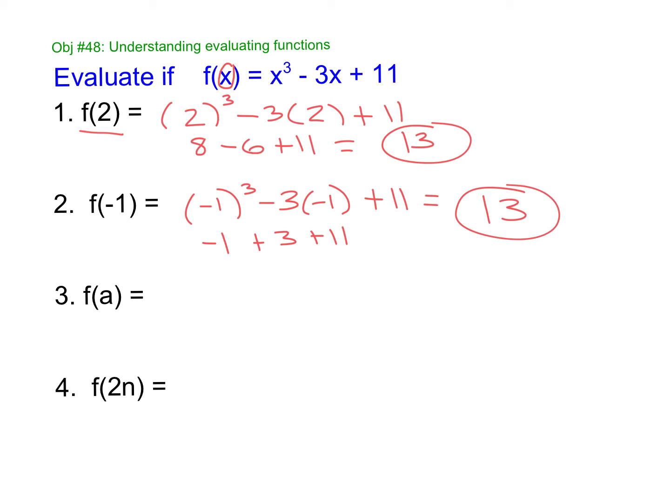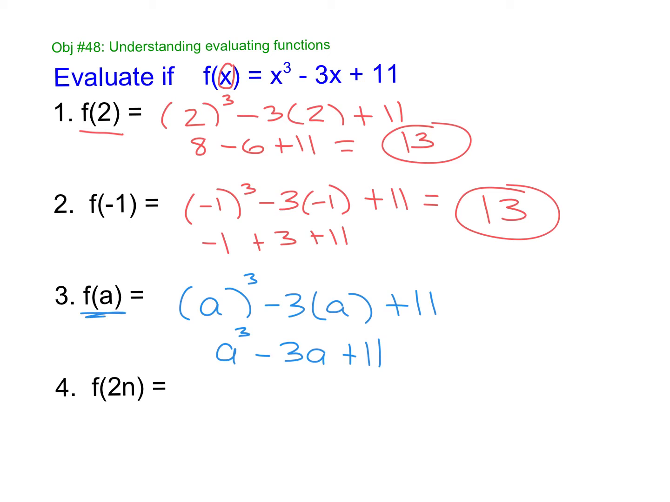All right, f of a. Now, this is a little weird, right? We haven't done one like this. So, just like all the other problems, I'm writing out my parentheses. And then what goes in the parentheses? A. Well, can we do anything here? Nope. A to the third is just a cubed. 3 times a is 3a plus 11.